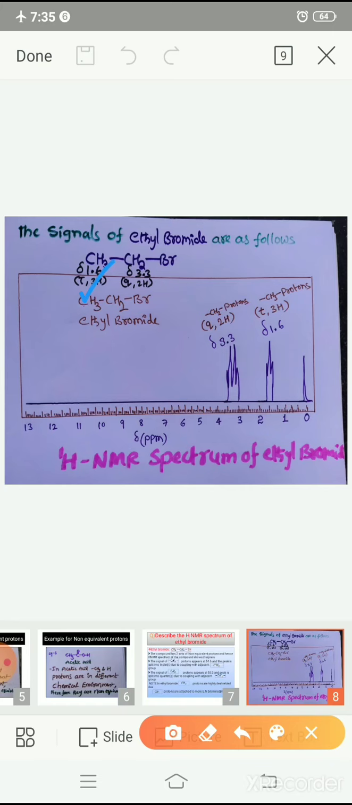CH3 protons appear as a triplet, meaning 3 signals. CH2 protons appear as a quartet. Quartet means 4 signals, in a ratio of 1:3:3:1. Here this peak is the reference peak, the TMS peak, tetramethylsilane peak. We take one important reference compound in the proton NMR spectrum. A very important reference compound is TMS. This is the HNMR spectrum of ethyl bromide.